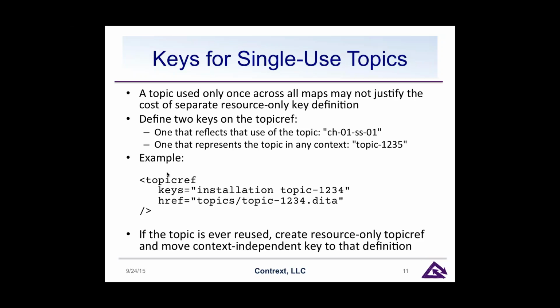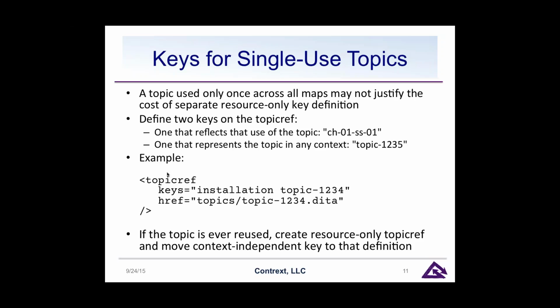In the case where you only have the navigation topic ref for a topic, you still want to put two keys on that topic ref. You want to have one that reflects the specific use of that topic in that publication. So for example, here I've got chapter 1, subsection 1, reflecting the place where that topic is in the publication structure. And I'd also like to have one that represents the topic in any context. So here, topic 1, 2, 3, 5 just means this is a topic. I don't know where it's being used.